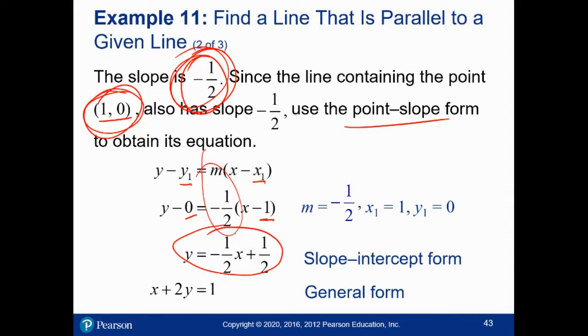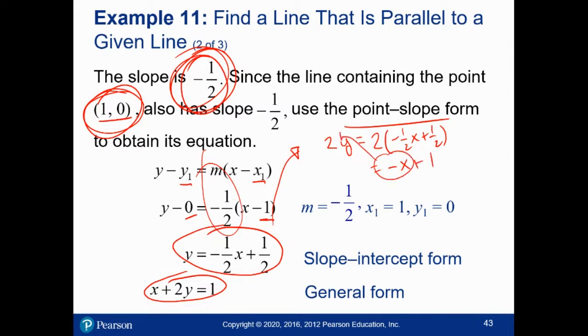If you multiply everything by 2 and throw the x back to the other side, you can put it in its general form, but that's totally optional. To see how that works, starting from here, multiply both sides by 2, you get 2y is equal to 2 times negative 1/2 x plus 1/2. If I distribute that 2 out, I get negative x plus 1. Now I'm going to take this x and add it to the other side, and that gives me x plus 2y equals 1.